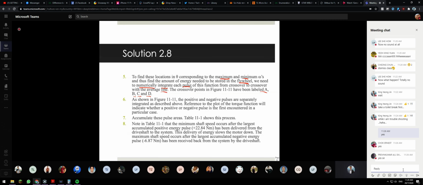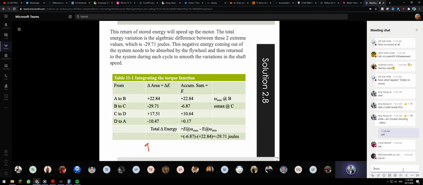As shown in figure 11-11, the positive and negative pulses are separately integrated as described above. Reference to the plot of the torque function will indicate whether a positive or negative pulse is the first encountered in the particular case. Accumulate this pulse area. Table 11-1 shows this purpose. So we'll look at the table here.